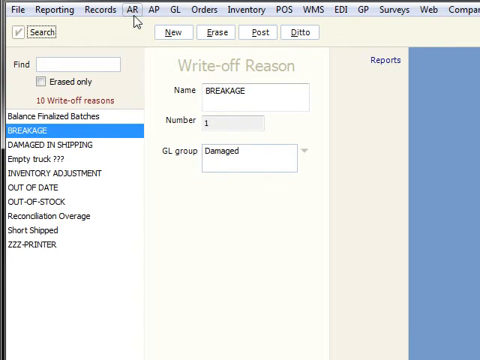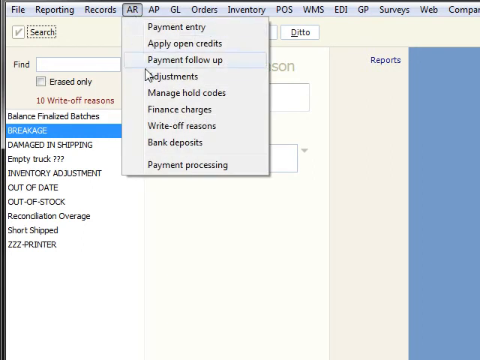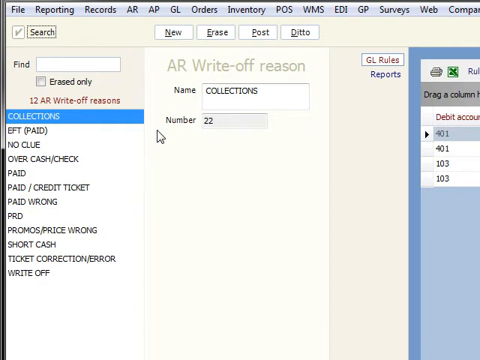And lastly, AR write-off reasons. These are similar to GL groups in that they are used to break down the transactions based on a write-off reason when used during an AR write-off. However, their setup is slightly different than the groups mentioned previously.